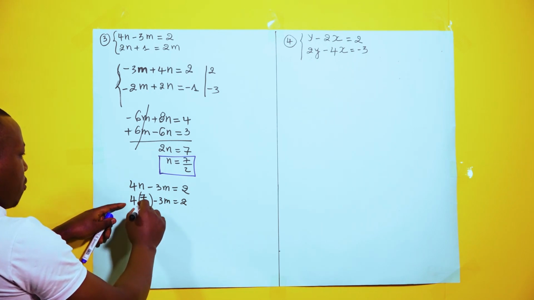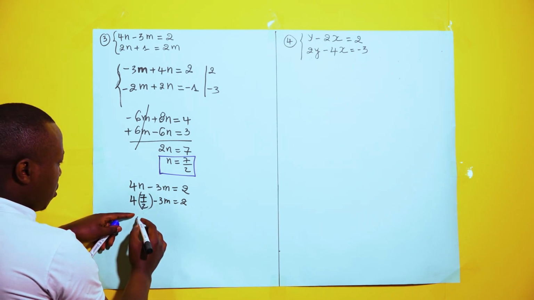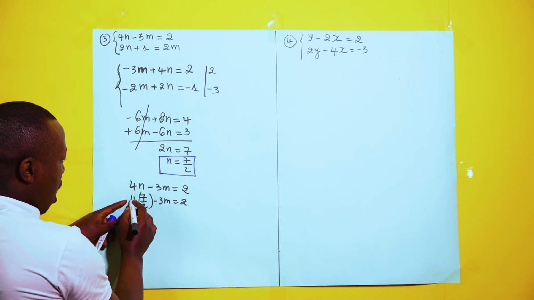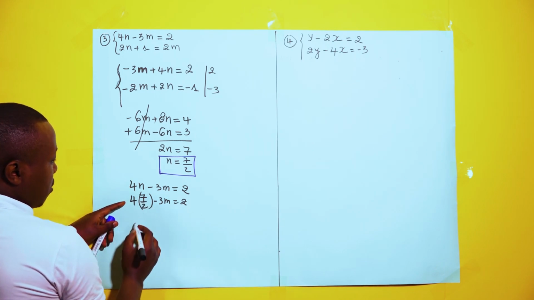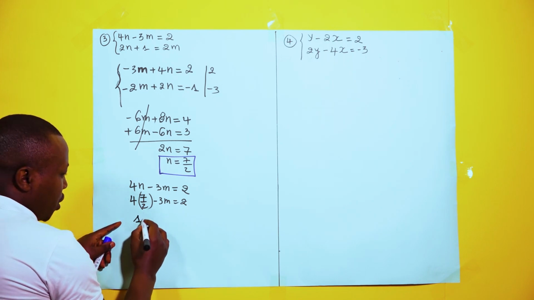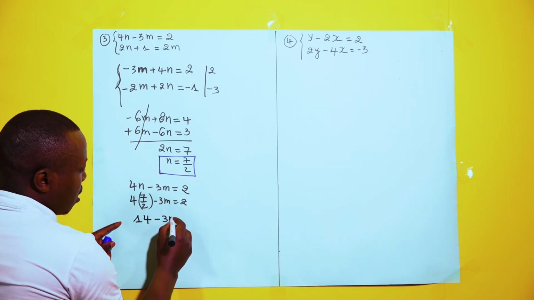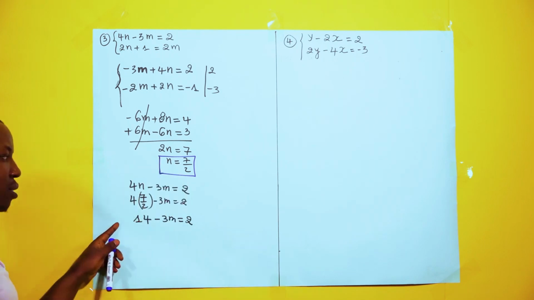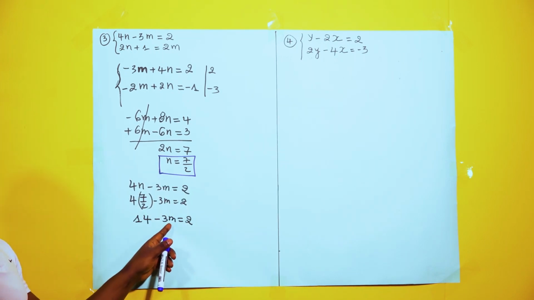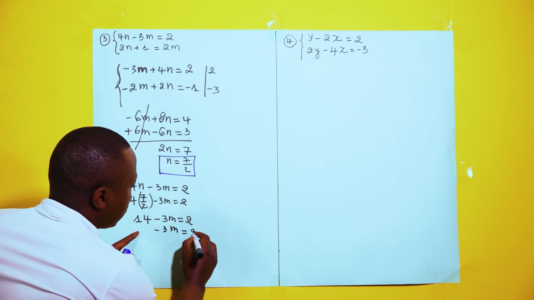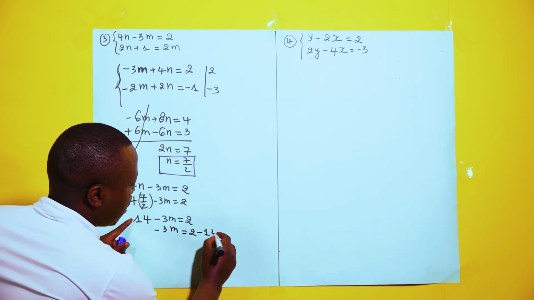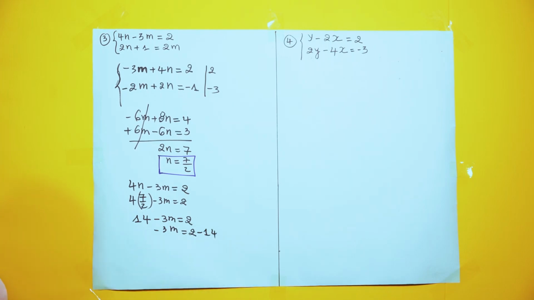So let us simplify 4 by 2. We shall remain with 2. Then when you take 2 times 7, it is 14. 14 minus 3m equals to 2. Right? We are looking for m. And negative 3m here equals to 2 minus 14. Take 14 to the other side.